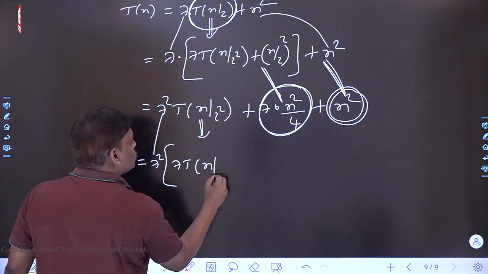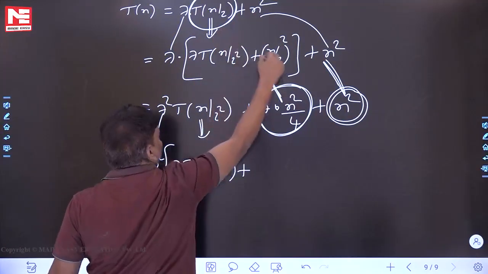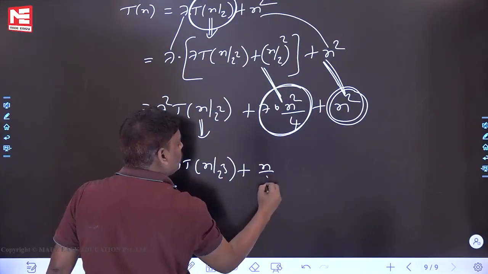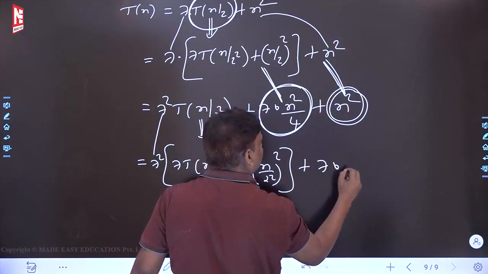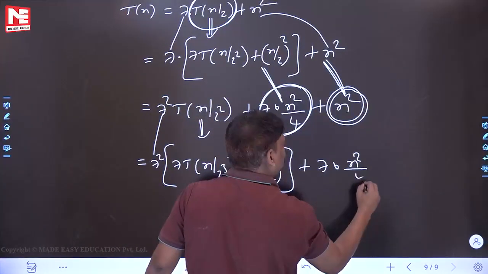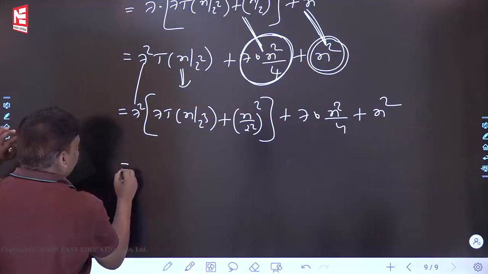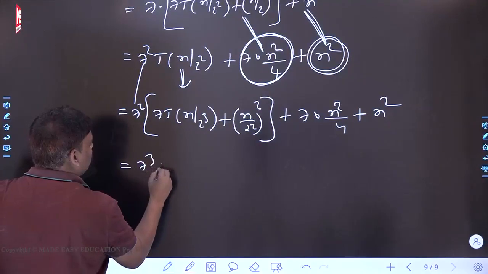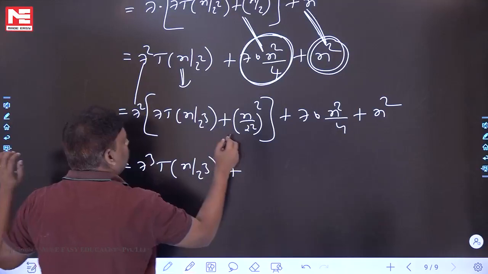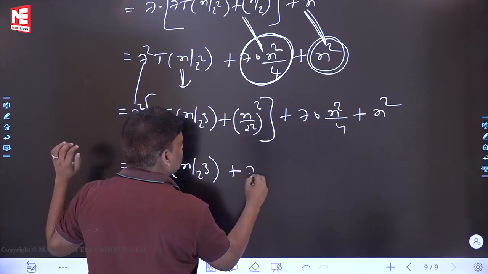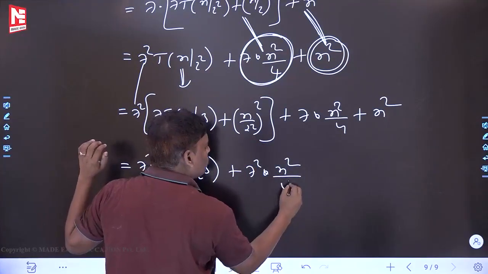7 square T(n/2 square) by 2 cube plus n square. n by 2 there, (n/2) whole square, (n/2) square there, (n/2 square) whole square. Outside things are as it is. Simplify now. If you simplify now, 7 square into 7, 7 cube, T(n/2 cube), plus 7 square into n square by 4. What is the answer? 7 square into n square by, right, 2 square means 4, 4 square.